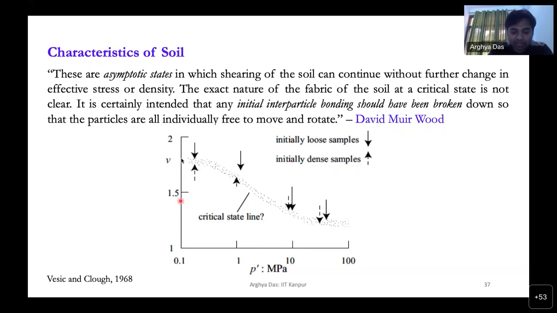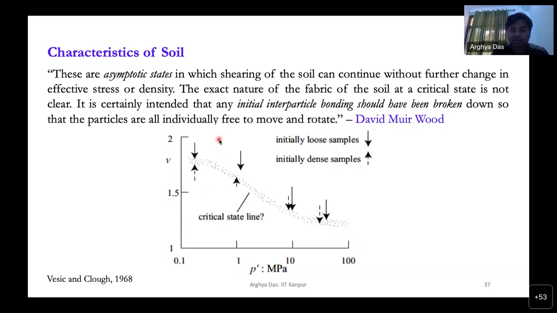So how do you determine this? This is a plot. On one axis we have V, which is the specific volume, 1 plus void ratio. You can interpret it in terms of void ratio on the vertical axis. The horizontal axis is P, our mean stress, and this dotted line indicates the critical state line. The critical state line is not the result of a single test, but of multiple tests carried out; if you join all those final points in this PV space, we can get the critical state.